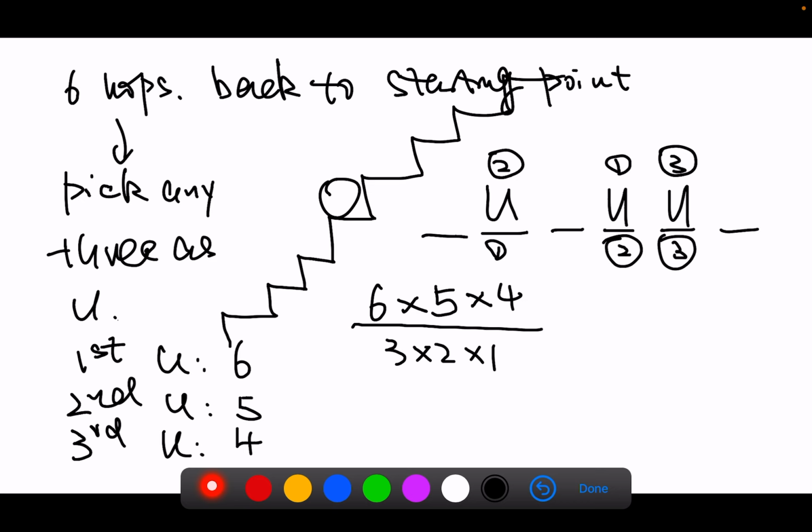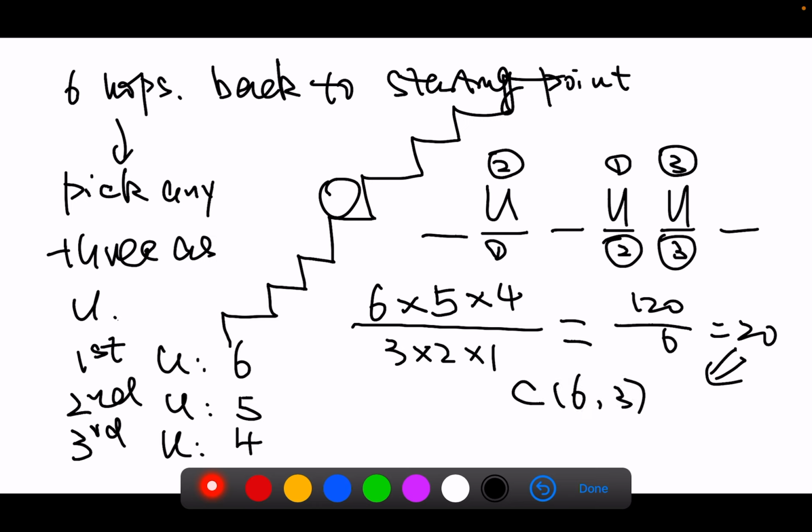You have three choices for your first one, two choices for the second, and one choice for the third. And given that, I will get 120 divided by 6 equal to 20. And this is called a combination, 6 choose 3. So I have 6 potential positions. I need to pick 3 as my ups.